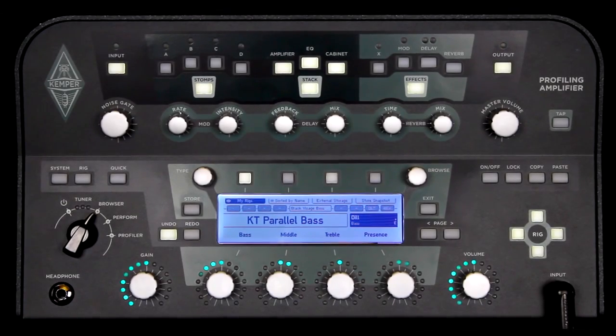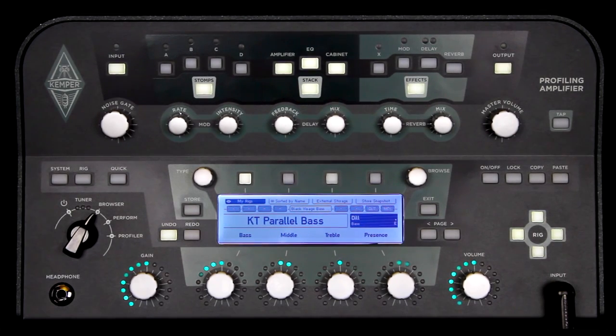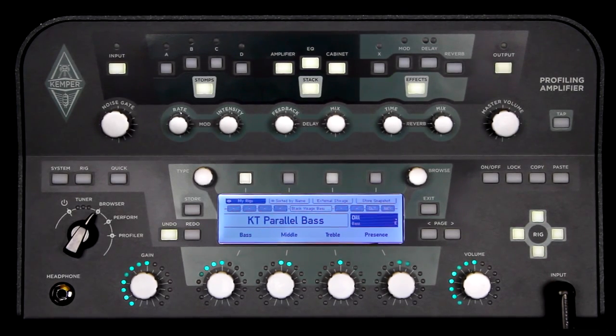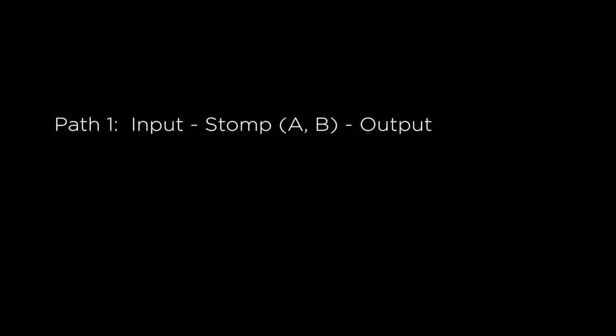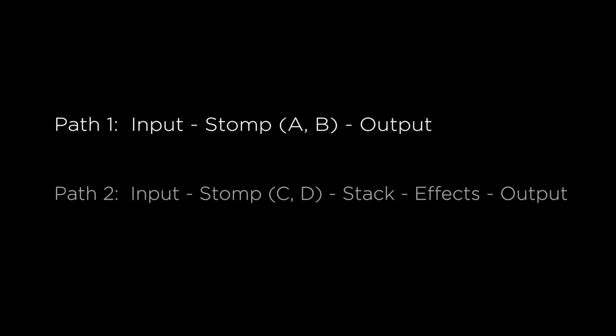Profiler, you have the option to use a parallel path for your audio signal. This function will split the signal flow into two discrete paths. Part 1 will pass from the input through stomps A and B and from there straight to the output. Part 2 goes from the input to stomps C and D, then through the stack and the effect sections, and finally to the output.